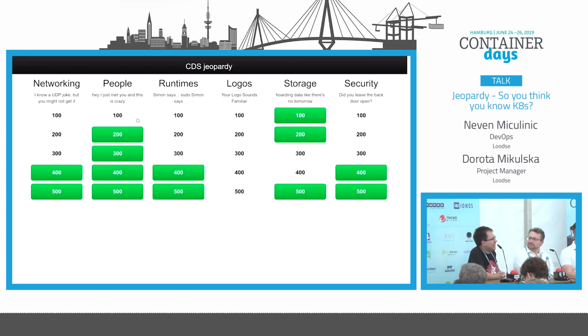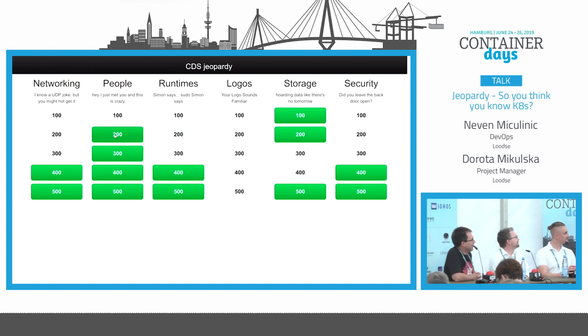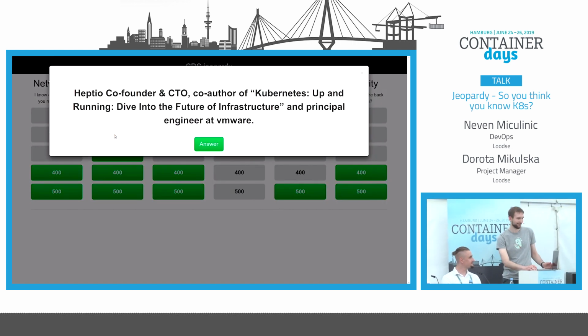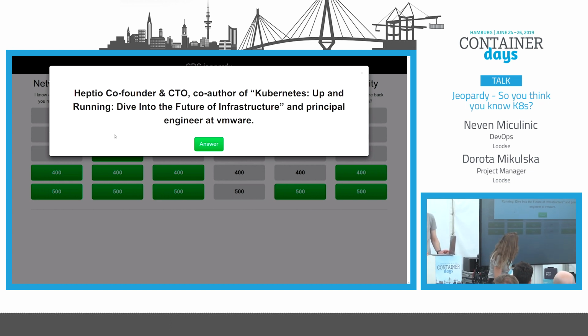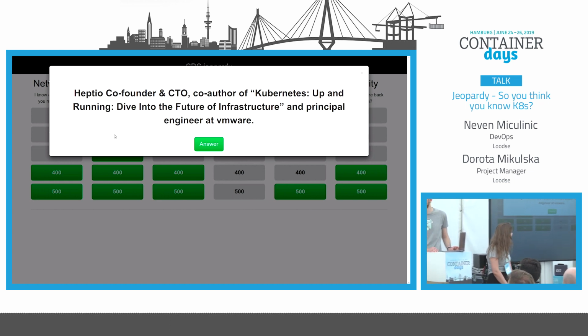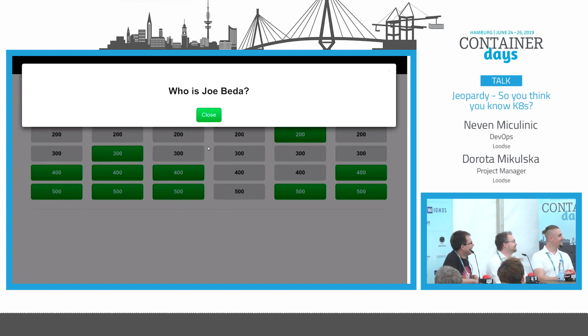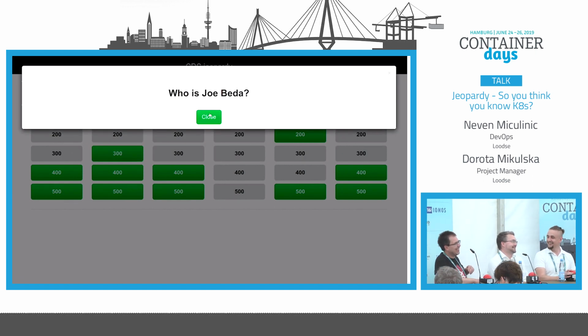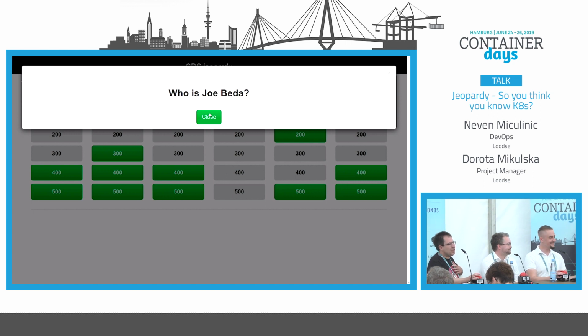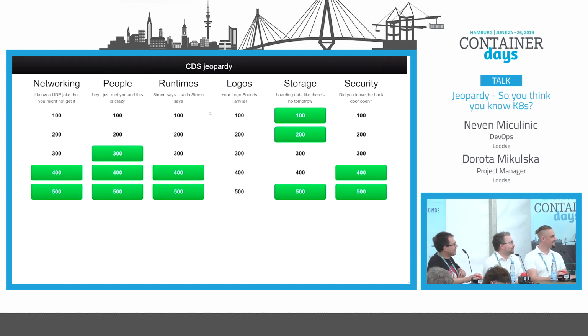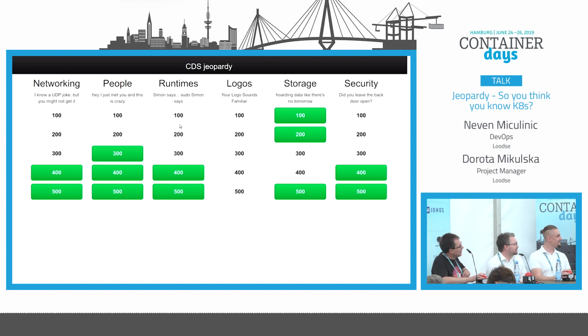Next category. Okay, then I take people 200. Heptio co-founder and CTO, co-author of the Kubernetes book. Who is Joe Beda? I guess it's the correct answer. Well, then take people for 300.